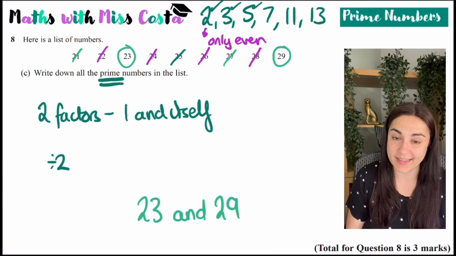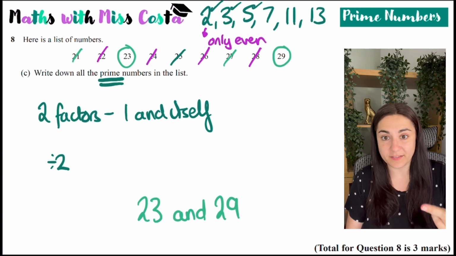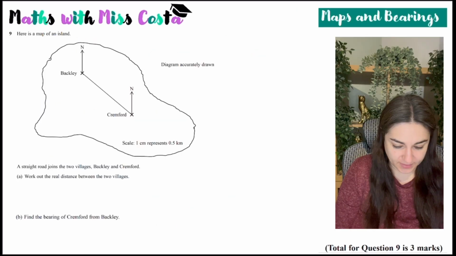So to eliminate anything that is not a prime number, first try dividing to see if it's divisible by 2, then 3, then 5, then 7, then 11, then 13. You've got a calculator, so that can help you.